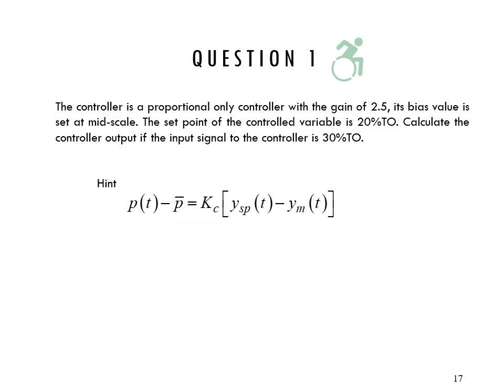Try to solve question 1 and submit it to the GC. The controller is a proportional only controller with a gain of 2.5. Its bias value is set at mid-scale. The set point of the control variable is 20% TO. Calculate the controller output if the input signal to the controller is 30% TO. So try to solve this question using this equation.